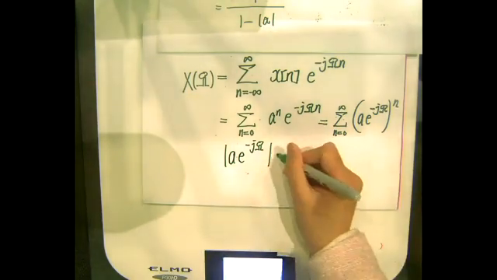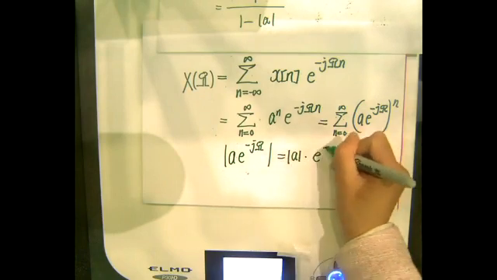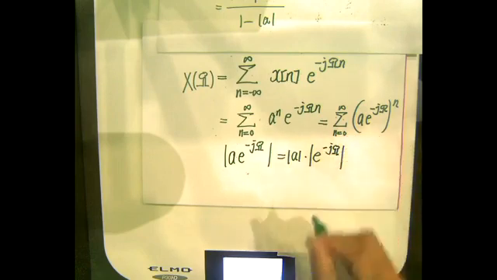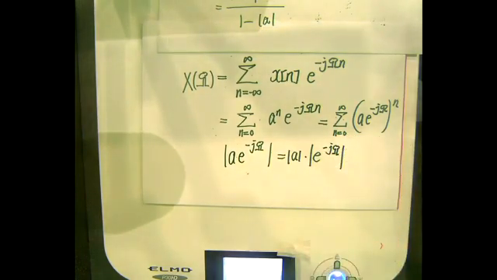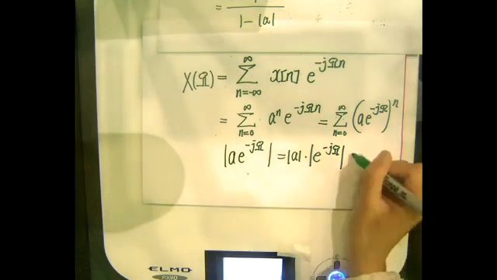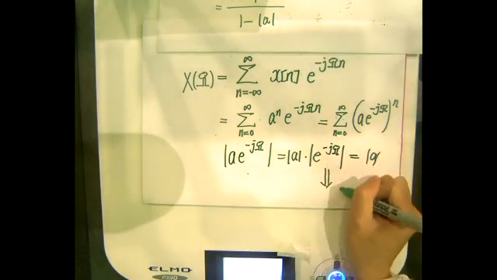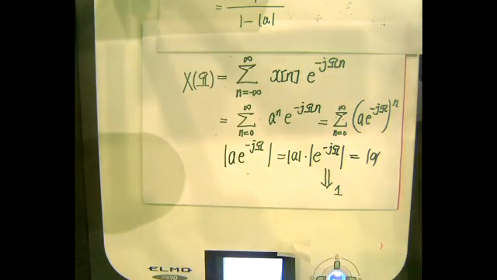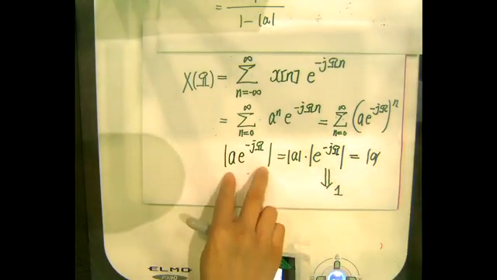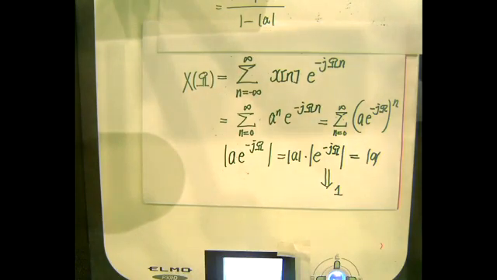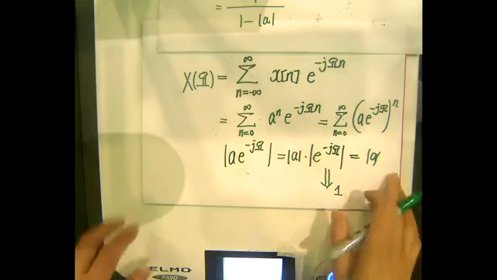So I'm considering a e^(-jΩ). The real part is cosine Ω, and the imaginary part is minus sine Ω. Real part squared plus imaginary part squared is sine squared Ω plus cosine squared Ω, square root. This value will be 1, because this has amplitude 1. So that indicates that for the absolute value of a smaller than 1, the whole thing has absolute value smaller than 1 as well. So I can use the formula to calculate.